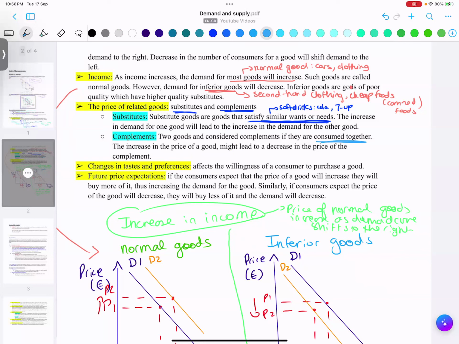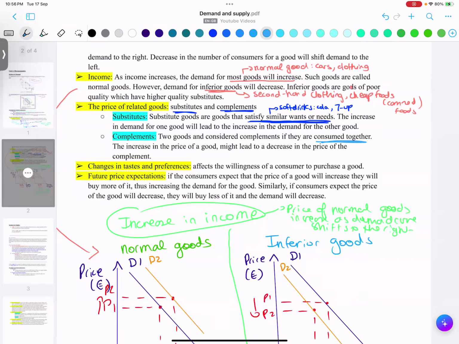So now we have changes in taste and preferences. Basically, it affects the willingness of a consumer to purchase a good. It really just depends on the consumer's tastes and preferences, right? It just really depends on that.